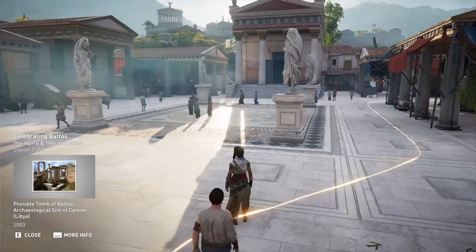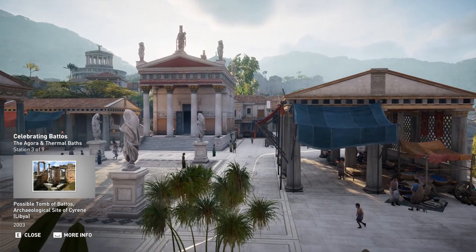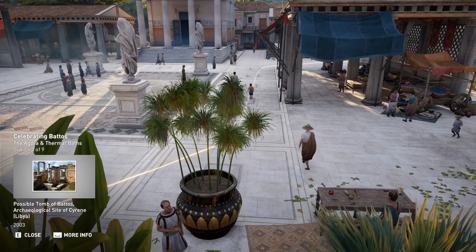The Cyrene Agora also displayed many temples and monuments celebrating its founding king, Battus, and the city gods. There were two altars associated with the Temple of Apollo and a marble statue base dedicated to the goddess Libya.